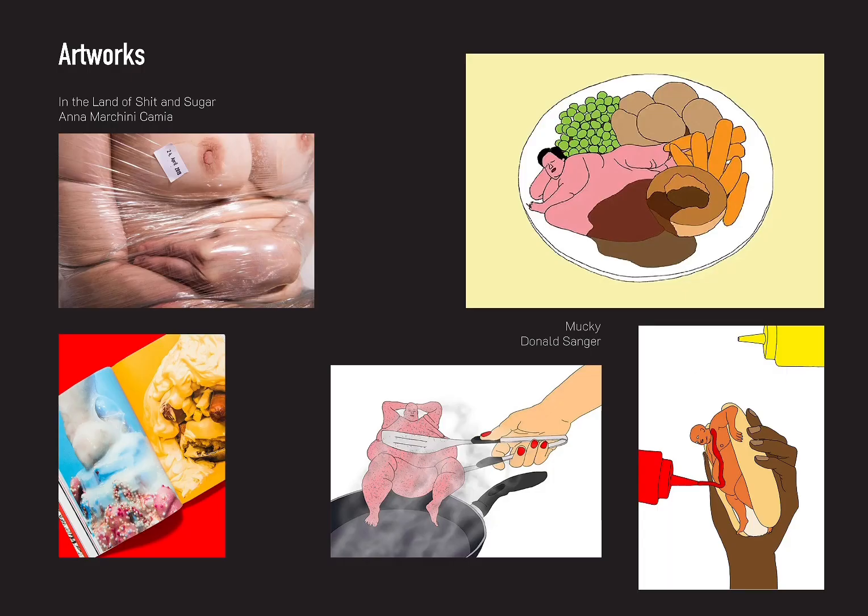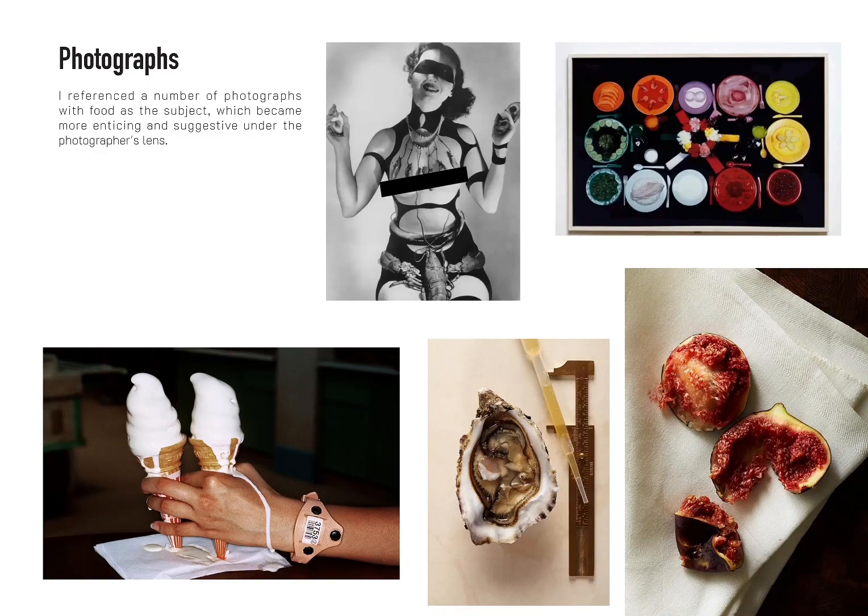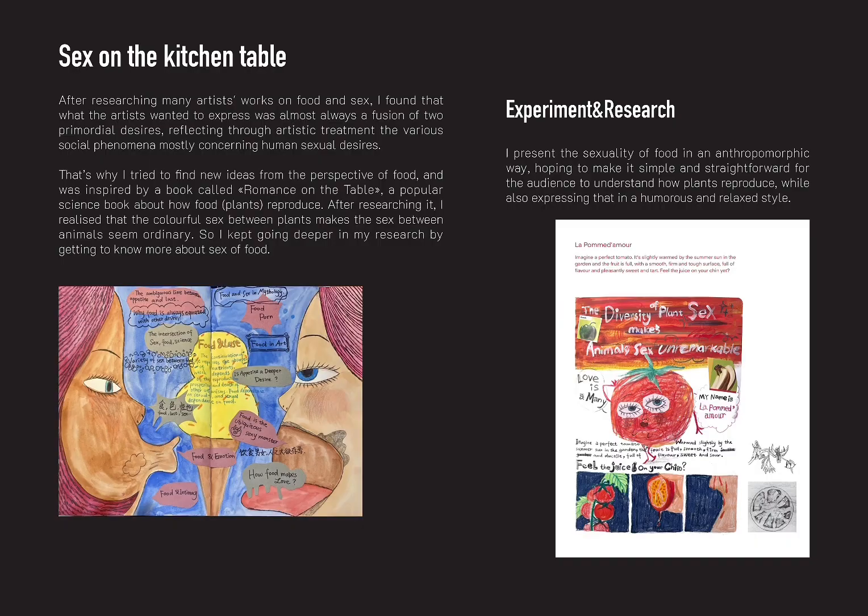These are the artworks that inspired me during my research. I referenced a number of photographs with food as the subject, which became more enticing and suggestive under the photographer's lens. After researching many artists' work on food and sex, I found that what the artists want to express was almost always a fusion of two primordial desires, reflecting through artistic treatment the various social phenomena mostly concerning human sexual desires.